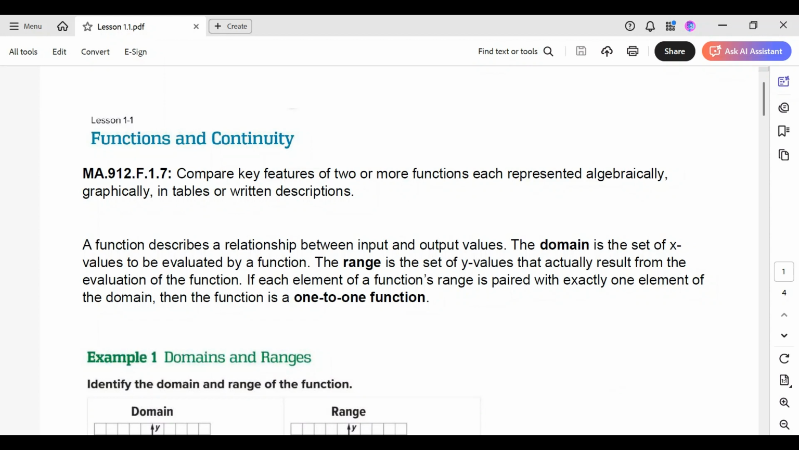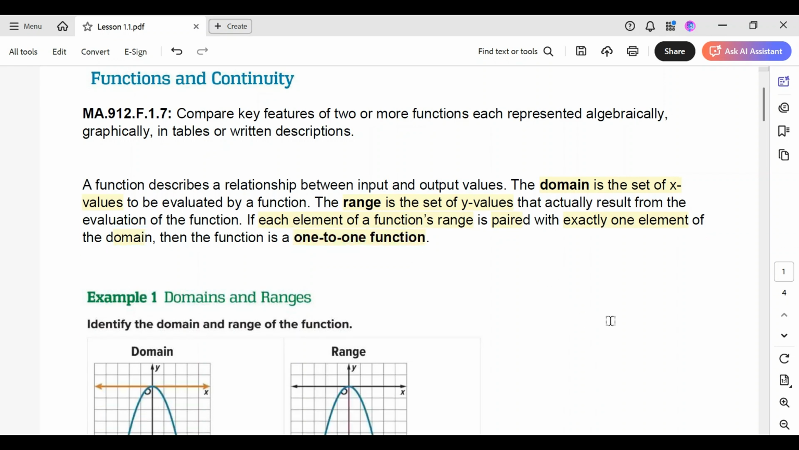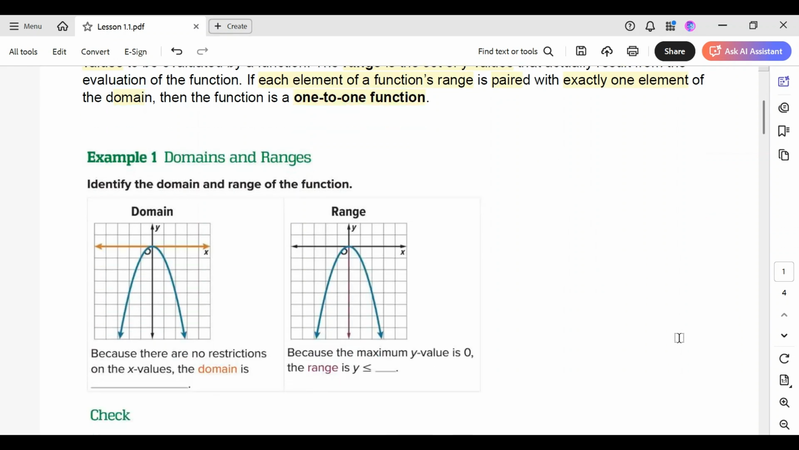Some key reminders from previous courses is that the domain is the set of x values evaluated by a function, the range is the set of y values that is a result of the evaluation. If each element of a function in the range is paired with exactly one element in the domain, then it is known as one-to-one. In example 1, it wants us to identify the domains and ranges.